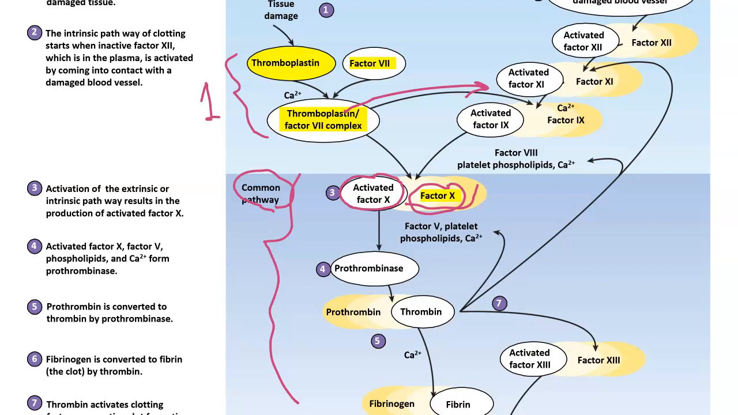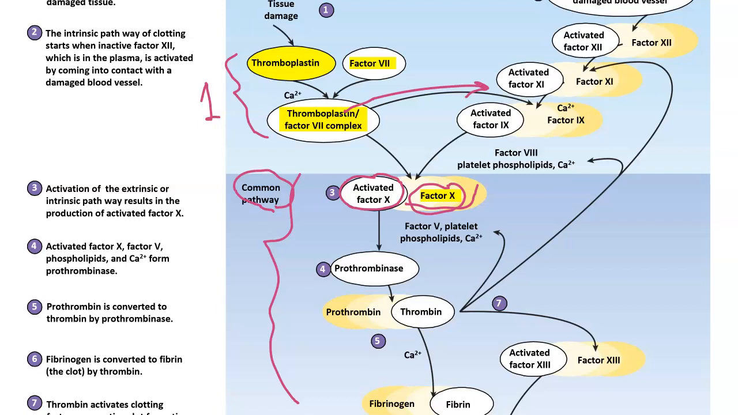Both extrinsic and intrinsic end in the same place, the activation of factor 10. So let's see what the common pathway is. Once factor 10 is activated, factor 10 is going to activate a protein called prothrombinase, which in turn turns into thrombin.